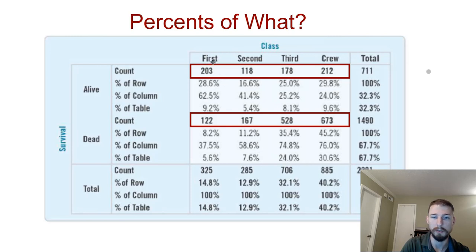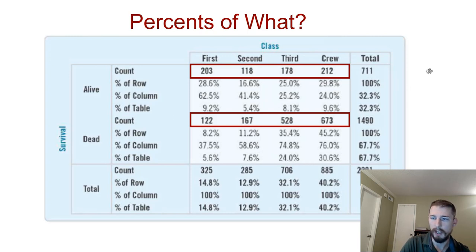So there were 203 first class survivors and there were 122 first class non-survivors. I don't know, it's really depressing. I don't want to talk about that. All right, so anyway, that's just the contingency table, but this is a special contingency table that gives us all the different proportions, not frequencies, but all the different proportions that we could have, the contingencies. Or conditions, I guess is the right word for it.